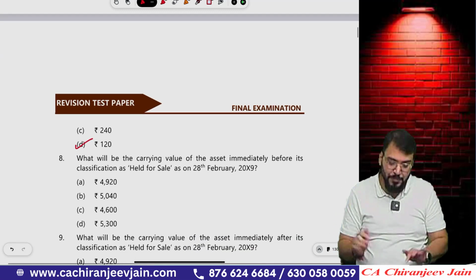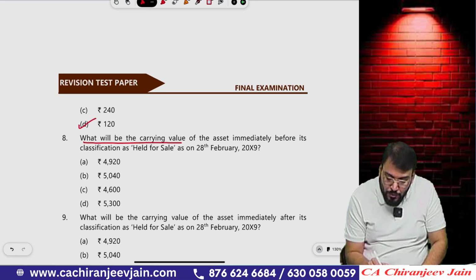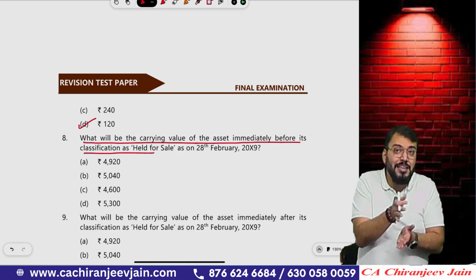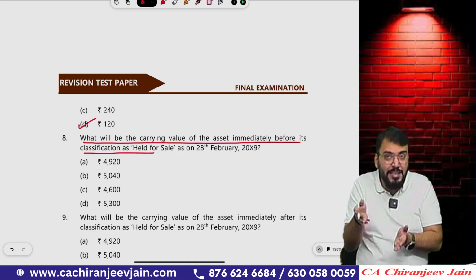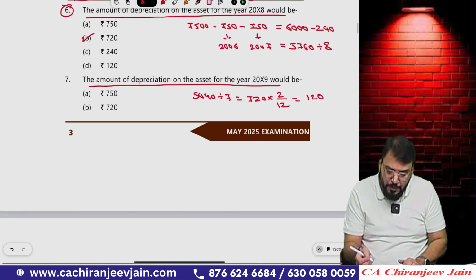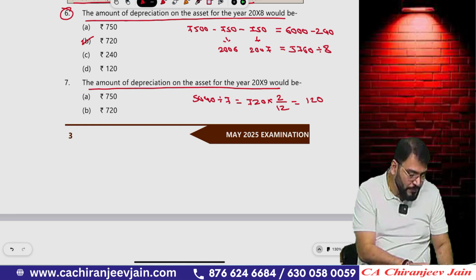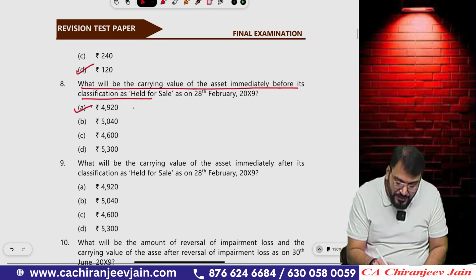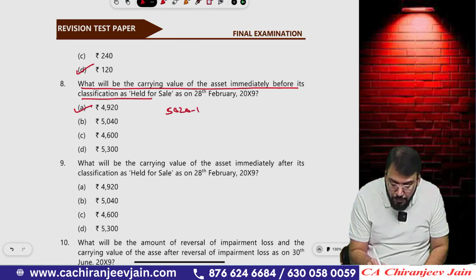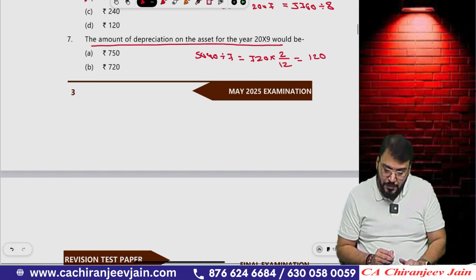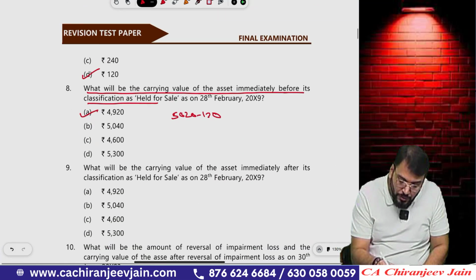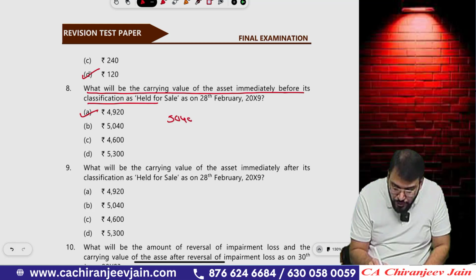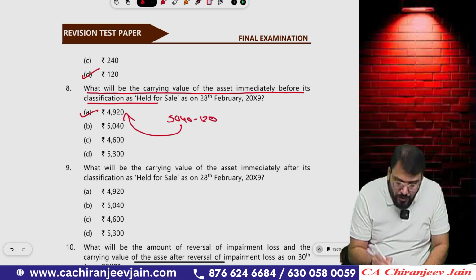Okay, sir. Very simple. Now, what will be the carrying value of the asset immediately before its classification as held for sale? Immediately before classification as held for sale means as on 28 Feb 2019. So it will be 5,040 minus 120, that is 4,920. So 4,920 is the answer.